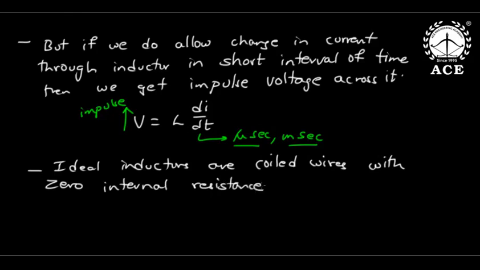Ideal inductors are coiled wires with zero internal resistance, so power loss is zero. Because there is no resistance, there is no power loss. That is why an ideal inductor means it is only an inductor with no resistance. That is the meaning.